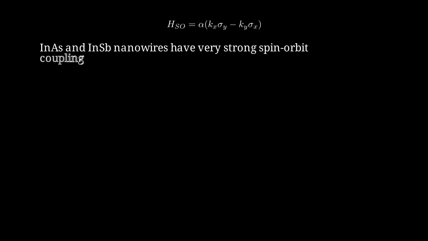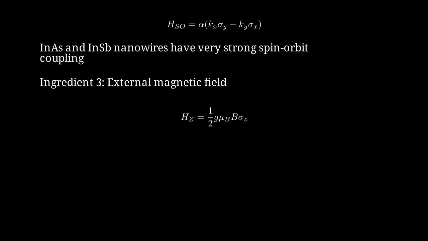Indium arsenide and indium antimonide nanowires are preferred because they have exceptionally strong spin-orbit coupling, with alpha around 0.2 electron-volt angstrom. Third, we apply an external magnetic field parallel to the nanowire to break time reversal symmetry. The Zeeman term is 1/2 g μB times magnetic field B times σz, where g is the Landé g-factor and μB is the Bohr magneton.